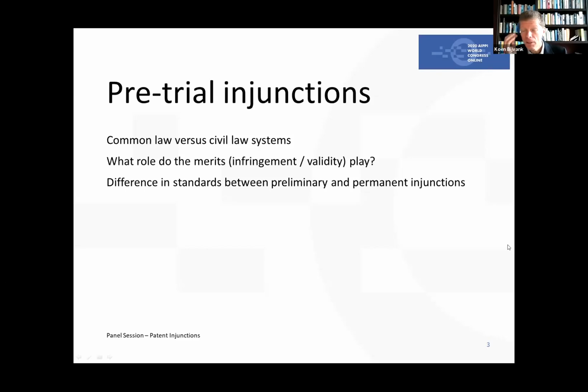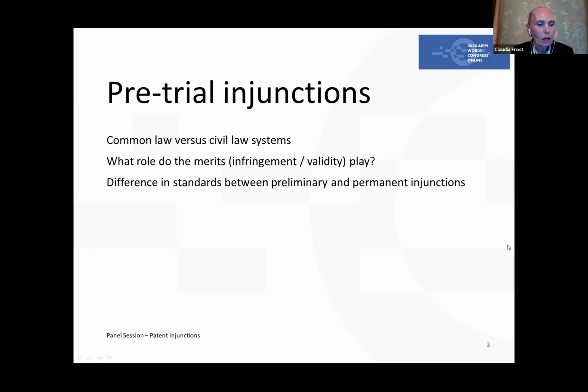Thank you, Mamta. Then we're moving to the United States, which I would certainly firmly put in the common law area. But I think there are quite some procedural differences in the United States legal system. So, Claudia, can you please comment on this question? What is the role of the substantive questions of infringement and validity for US courts in their assessment of whether or not to grant a pretrial injunction? Certainly, and thank you, Koen, very much.